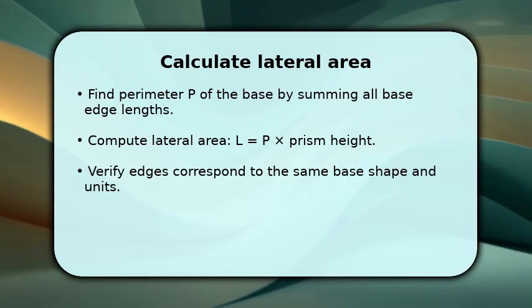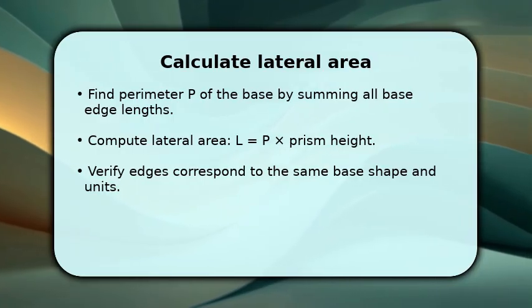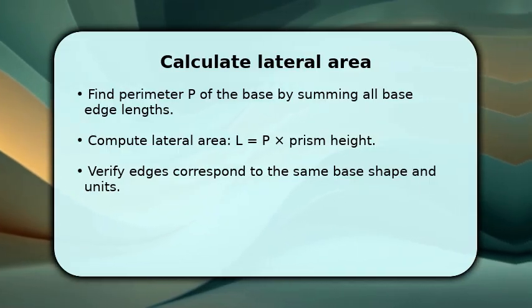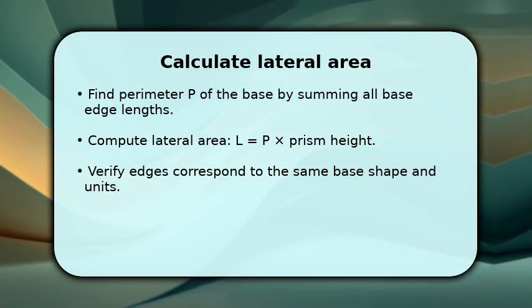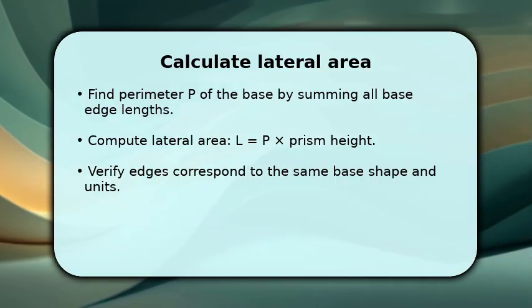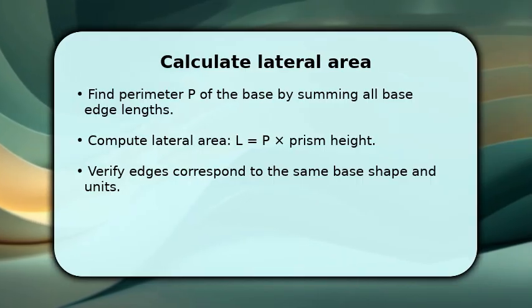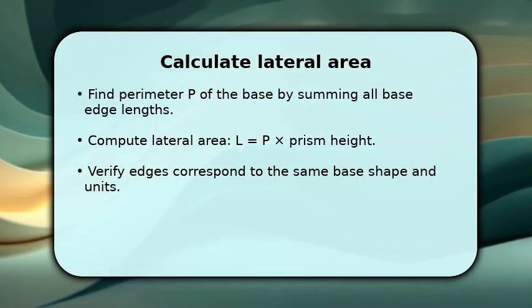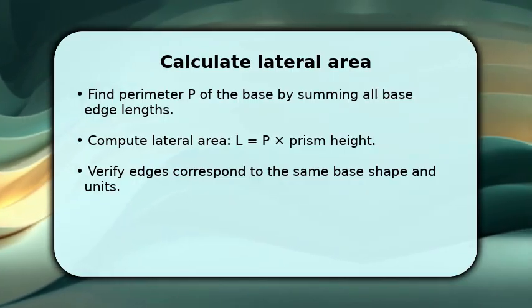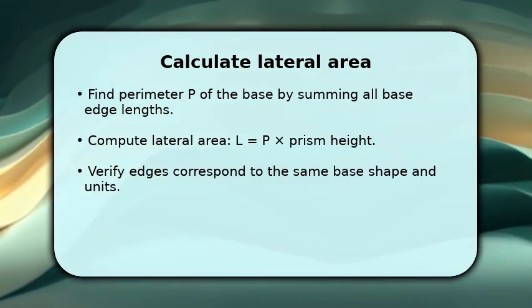Next, find the perimeter of the base by adding all its side lengths. This perimeter determines the lateral area because the sides unwrap into rectangles. Multiply that perimeter by the prism height to get lateral area, L equals P times H, and be mindful that each lateral face equals side length times height. Once calculated, check each intermediate value for consistency and recompute any suspect measurements.